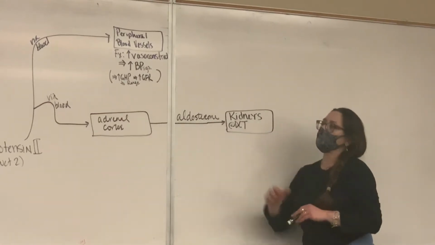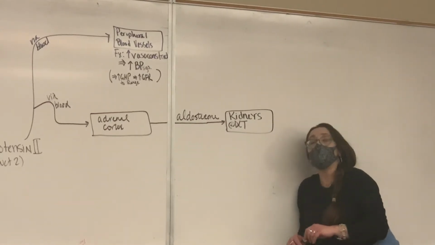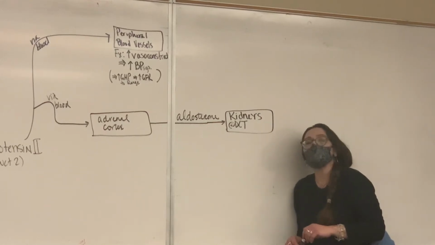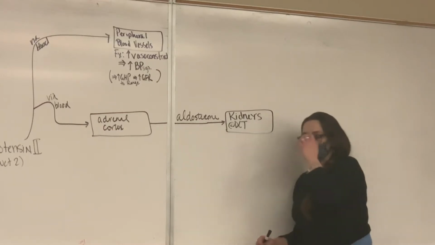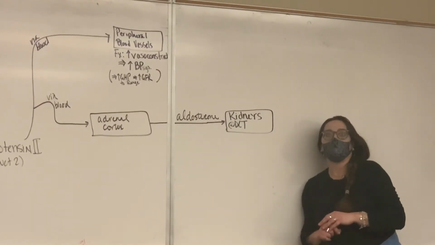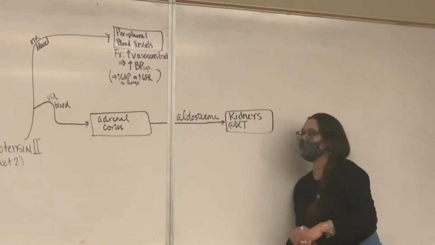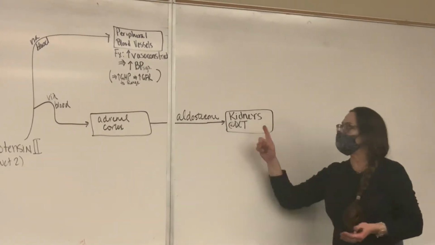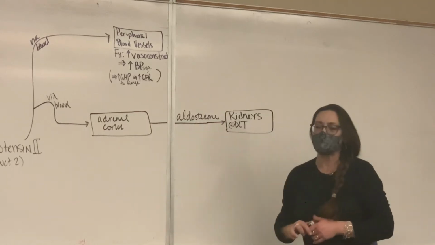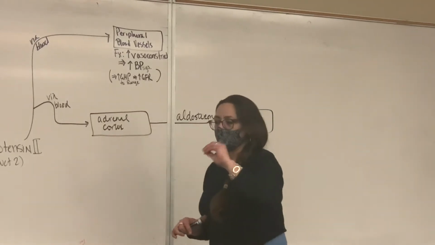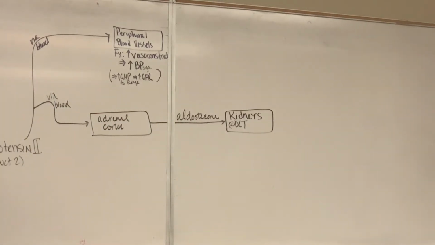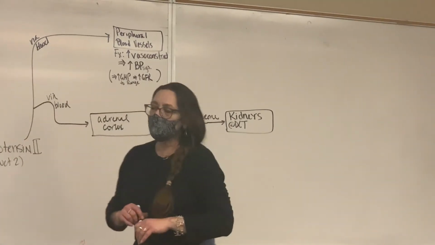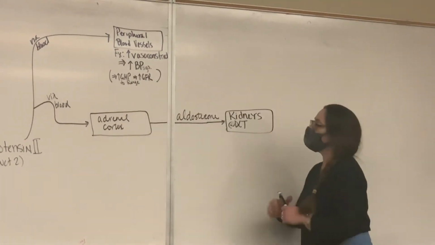Now, aldosterone, is that a steroid hormone or a water soluble hormone? It's a steroid. So that means when it gets to the DCT, will it freely cross plasma membranes or not? It will freely cross plasma membranes. It will enter into the simple cuboidal epithelial cells of the DCT. It will bind to intracellular receptors in the simple cuboidal epithelial cells of the DCT, and it will cause genes to get turned on.